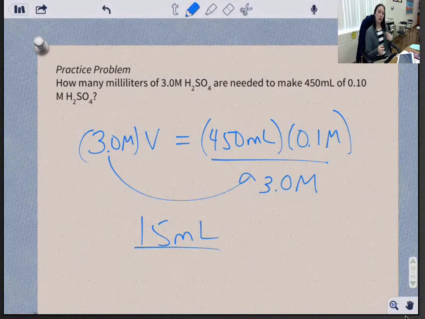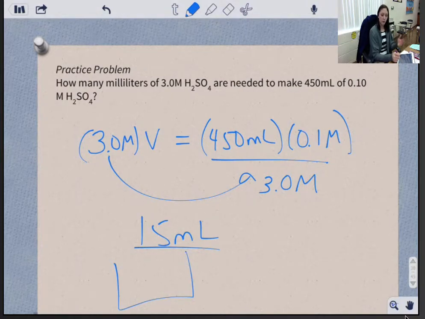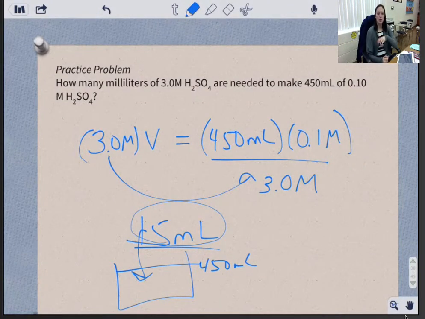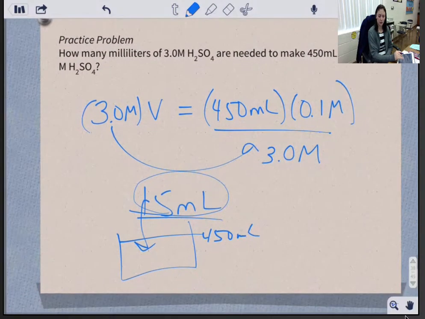You would take 15 milliliters of the 3 molar. So I've got my little beaker here, and I want to have 450 milliliters total. I would only need 15 milliliters to go in there to make that whole total. Now be careful, because I should have said it like that: the 450 includes the 15, not 450 plus 15. Again, you're just diluting it. And that's basically 4.5, solutions and your concentration.